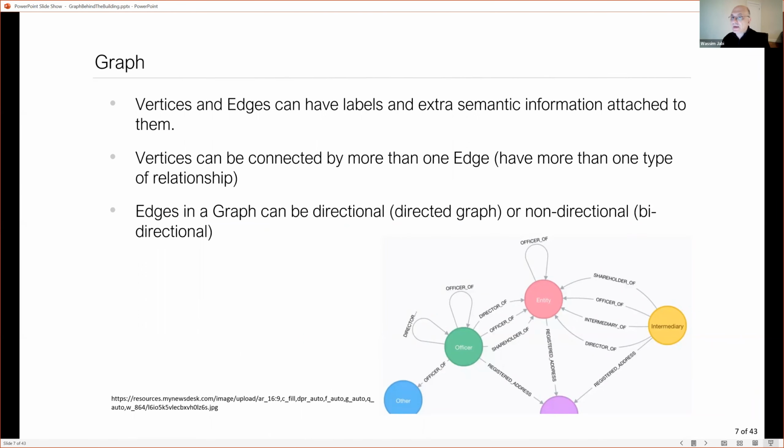And edges in a graph can be directional, that's called a directed graph, or non-directional, which is bidirectional. So you can see here, the intermediary is a shareholder of the entity, and the intermediary can also be the director of an entity, and it's all directed. But obviously, an entity cannot be the director of an intermediary. So that's when you need a directed graph, when the relationship cannot be reciprocal. One person is the parent of another person, but this person cannot be the parent of the first person.